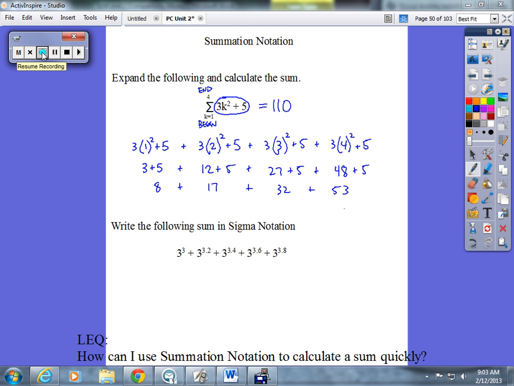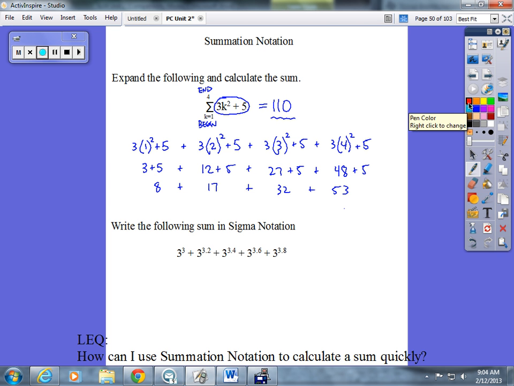So I went ahead and expanded each of those. Here, let's see, 1 squared is 1, times 3 is 3, 2 squared is 4, times 3 is 12, 3 squared is 9, times 3 is 27, 4 squared is 16, times 3 is 48, and then I added 5 to each of those, added all of them together, I ended up with a sum of 110. Now we will expand sums that go greater than from 1 to 4, they might go from 1 to 100. That's why we need the calculator program to be able to help us with that.